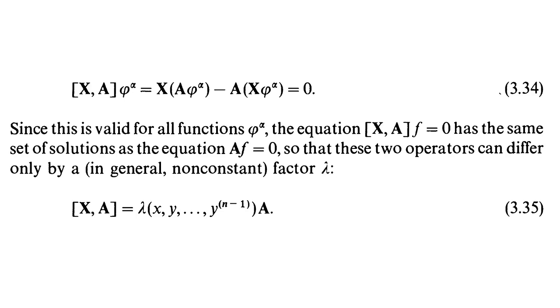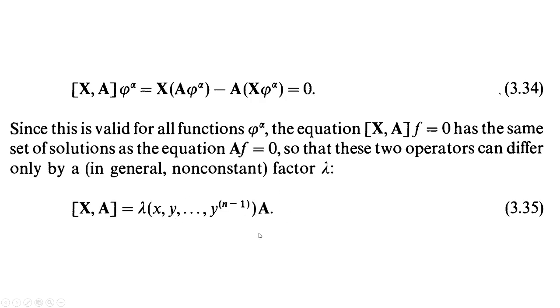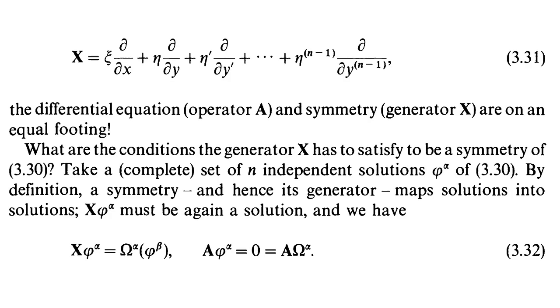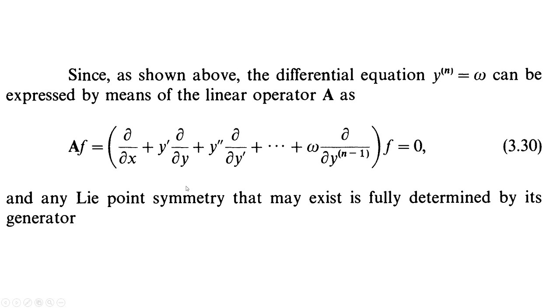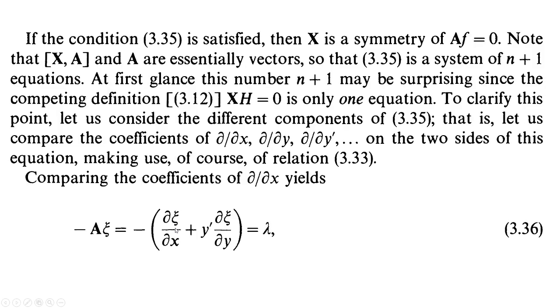Okay, now we are going to compare the left and right side. What is the left side? This is written explicitly in 3.33. And what is the right side? It can be multiplied with lambda. This with lambda is the right side of this equation.